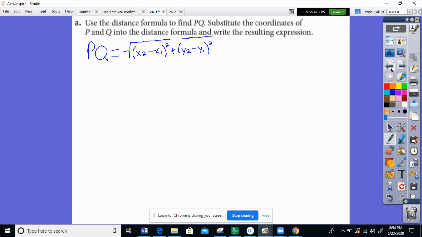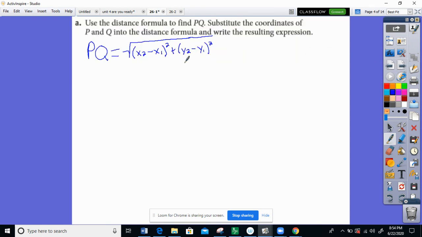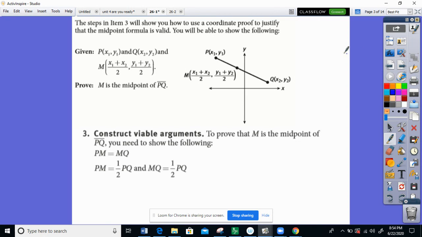This is all on page 374 of your Unit 4 PDF. I wanted to be able to go back and forth, so we're going to be flipping back and forth between these pages several times. But this right here represents the length of segment PQ in terms of the coordinates, since this is a coordinate proof of points P and Q. So our goal is going to be to show that the length of segment PM is half of that, and also the length of segment MQ is half of that.